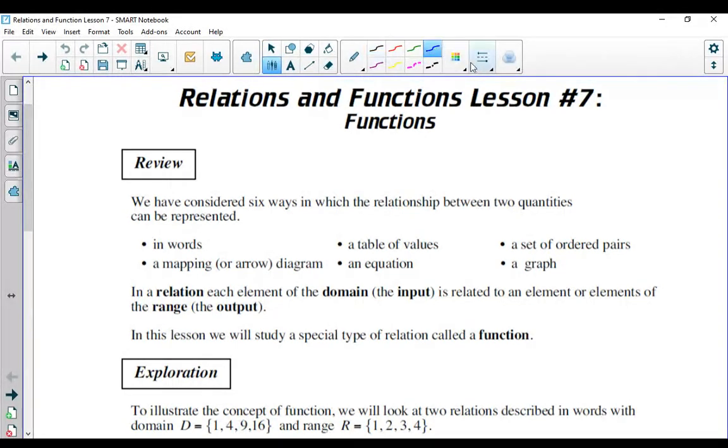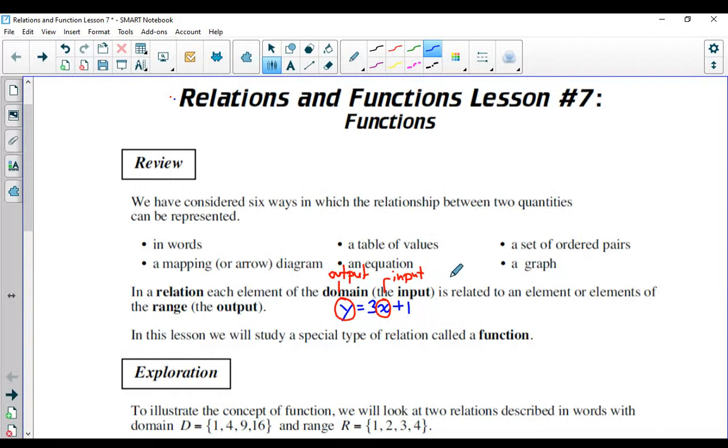So let's pull up my pen here. Okay, so you could have, for example, y is equal to 3x plus 1. Your input would be x. Your output would be y. And then what it's saying is each element of the domain, the input, is related to an element or elements of the range.